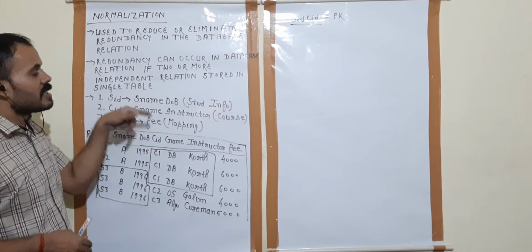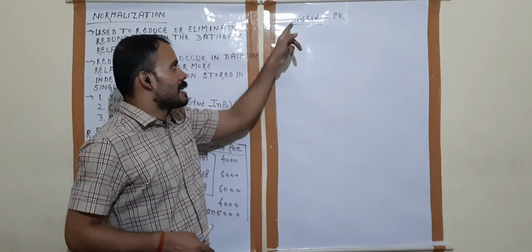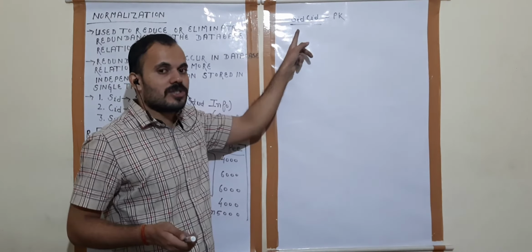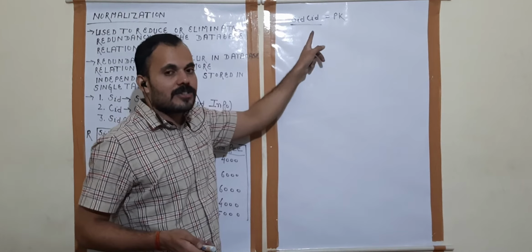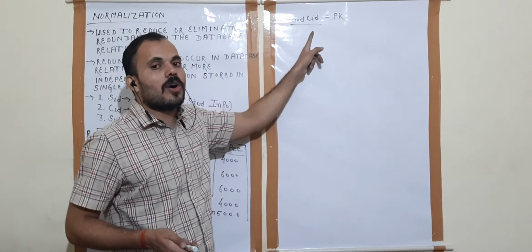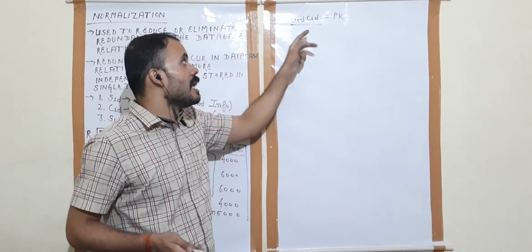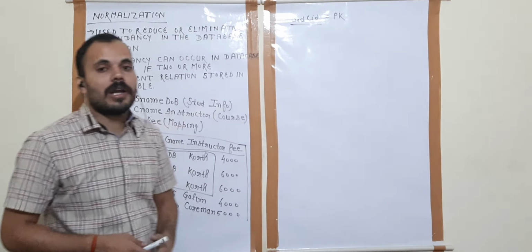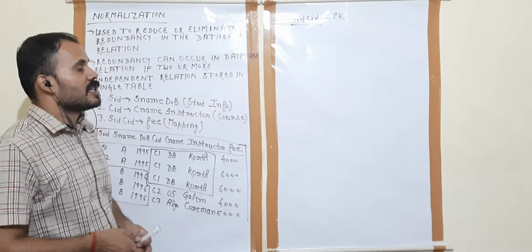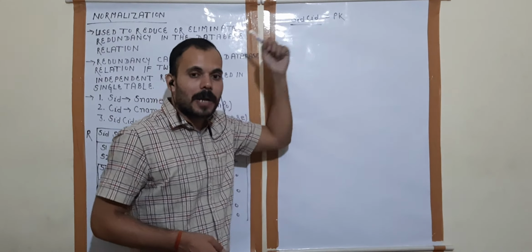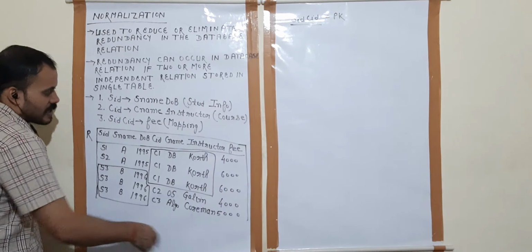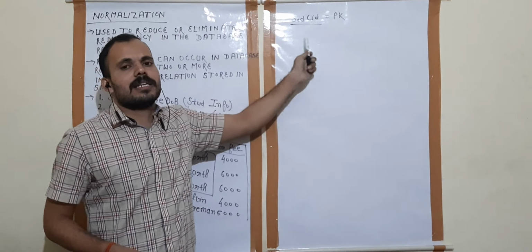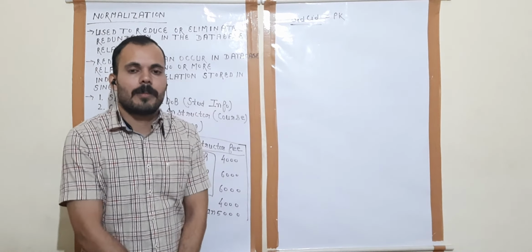SID alone cannot determine all attributes of these three relations, and the CID attribute alone cannot determine all attributes, but SID and CID together can determine all attributes of the relation. That is why SID, CID is the primary key in this relation R. We will see how in the coming lecture.